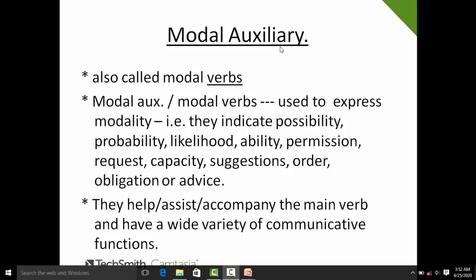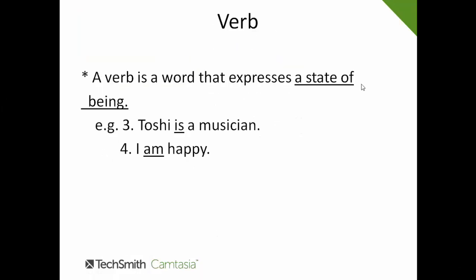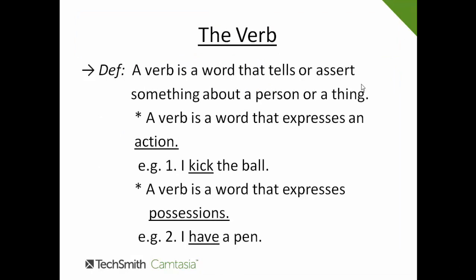The concept of modals or expression of modalities is complex. However, in this chapter, modal auxiliary, we will limit ourselves to the basics. So, like I told you, we will have to move back a couple of slides to have a better understanding of modal auxiliaries. Now, to understand modal auxiliary, let's first deal with one of the very important concepts of grammar in English, that is the verb. Let's see what is a verb.